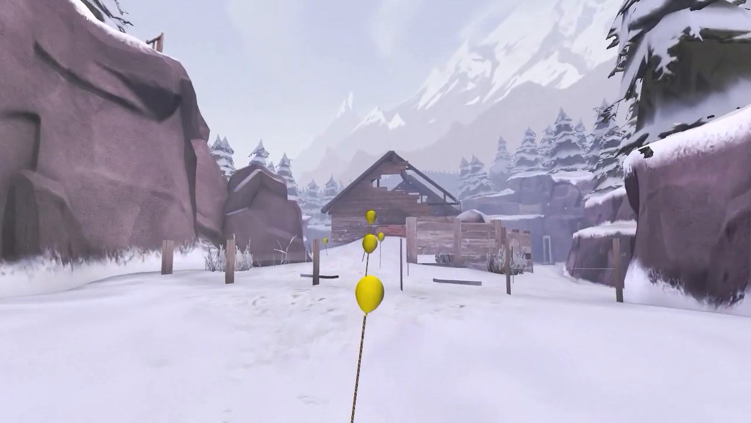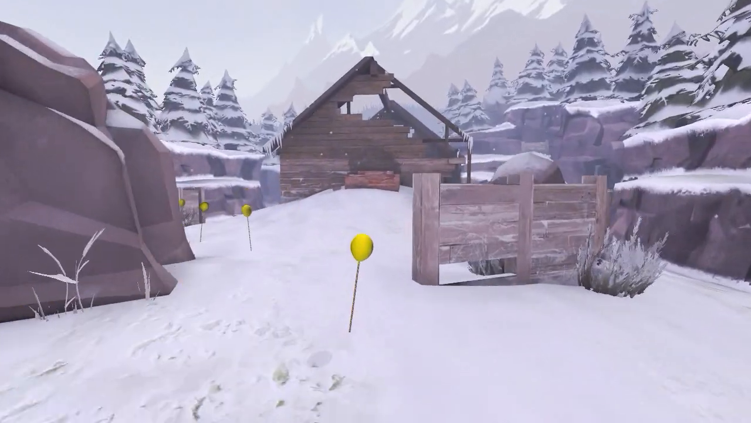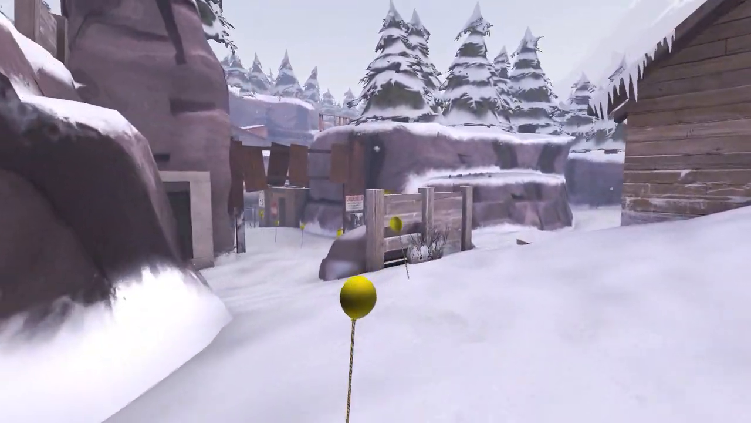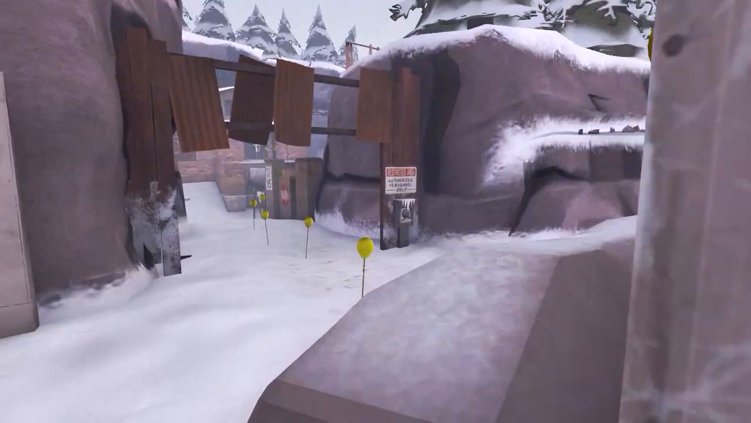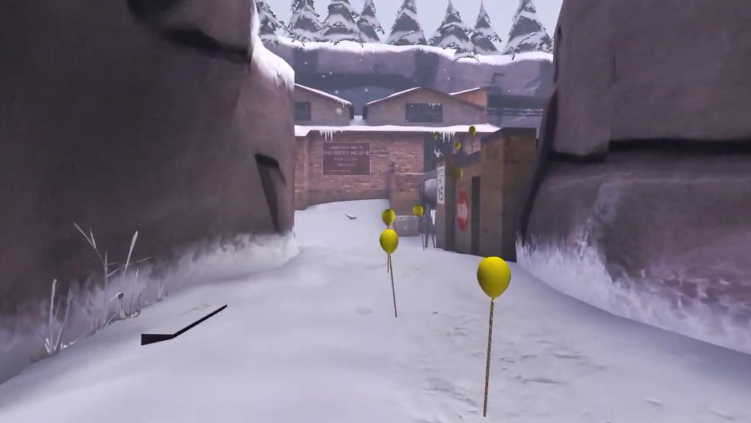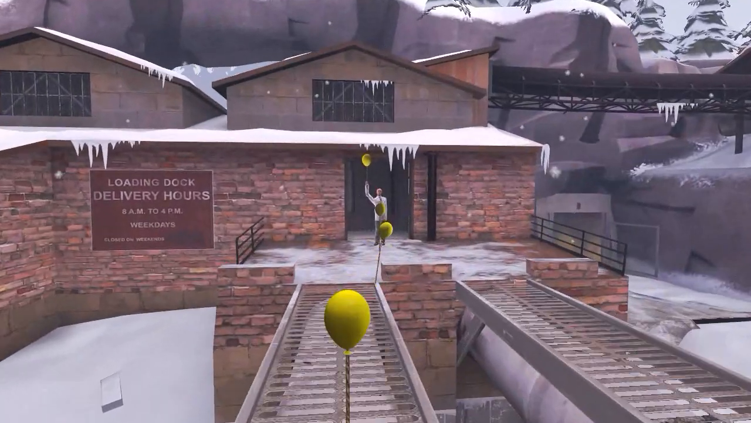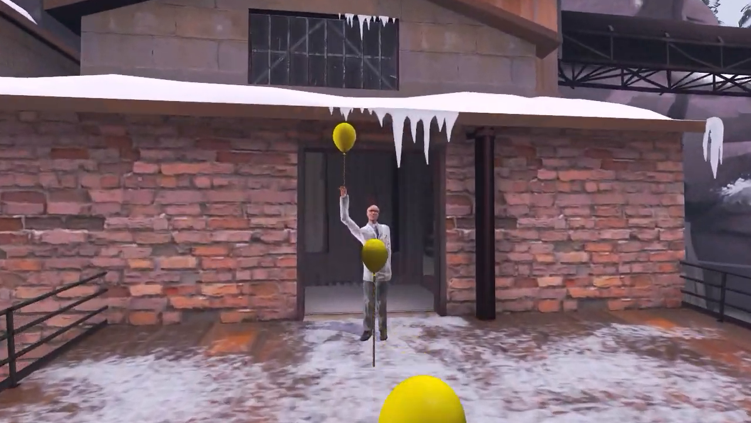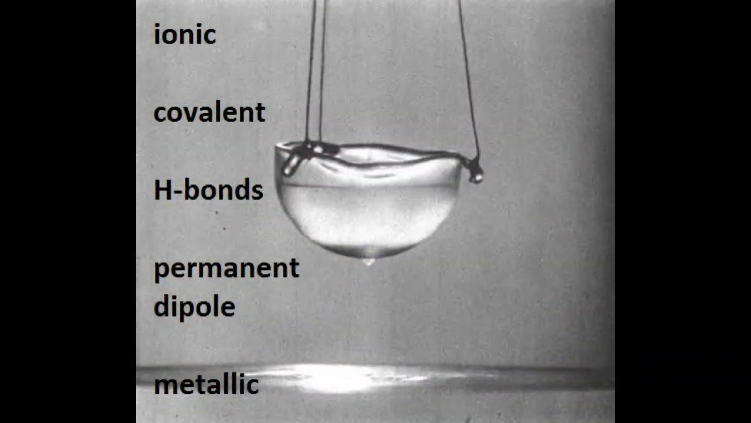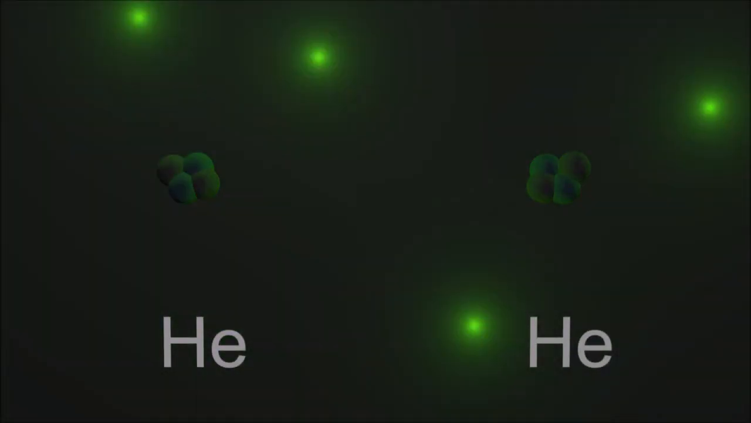Consider the humble helium balloon. Now, you can turn helium from a gas into a liquid, but what on earth is holding those helium atoms together? What is the intermolecular force in liquid helium? Well, it's not an ionic bond or a covalent bond, that's intramolecular, that doesn't count. There's no hydrogen, so there can be no hydrogen bonds. Helium has no permanent dipole. There are no positive metal ions in a sea of electrons in liquid helium.